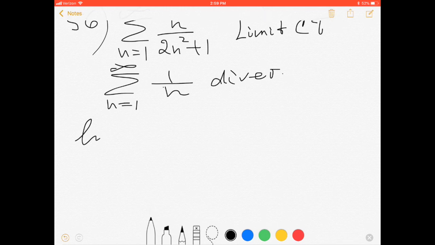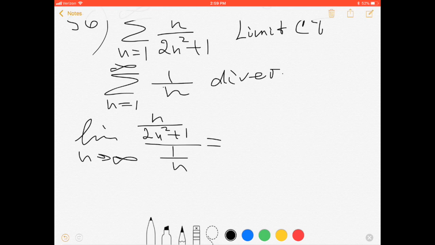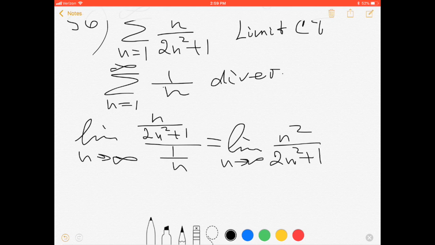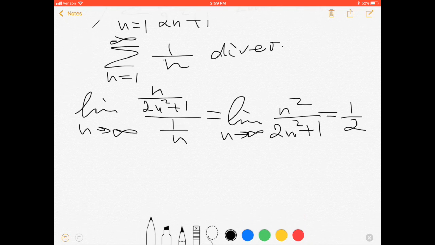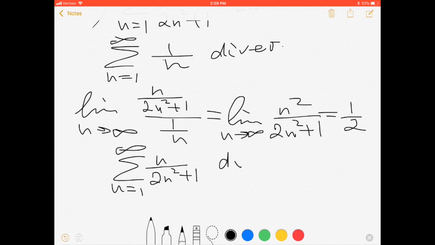Okay, checking our limit: n over 2n squared plus 1 divided by 1 over n, as n approaches infinity. It will be the limit of n squared over 2n squared plus 1 as n approaches infinity. This limit is 1/2. The limit is a constant. This means our series n over 2n squared plus 1, from 1 to infinity, diverges.